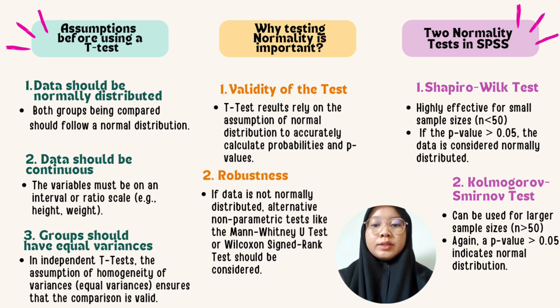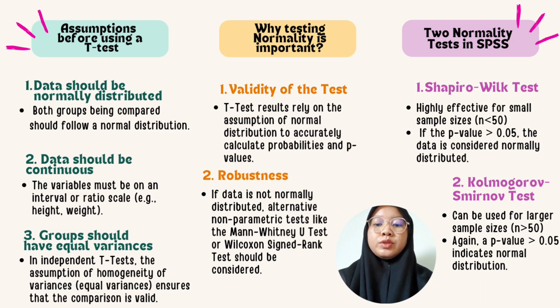The second is that data should be continuous. The variables must be on an interval or ratio scale. For example, measuring height in centimeters and weight in kilograms is both continuous data.